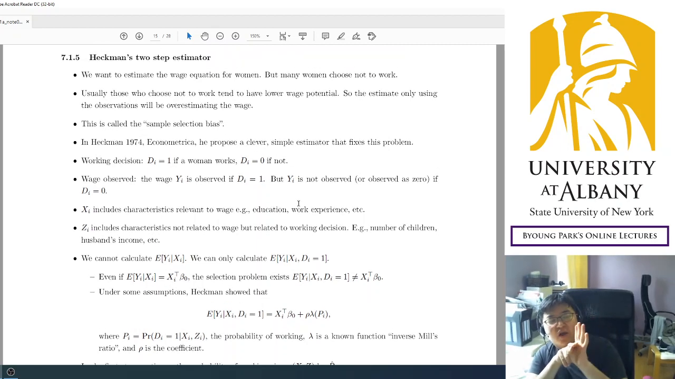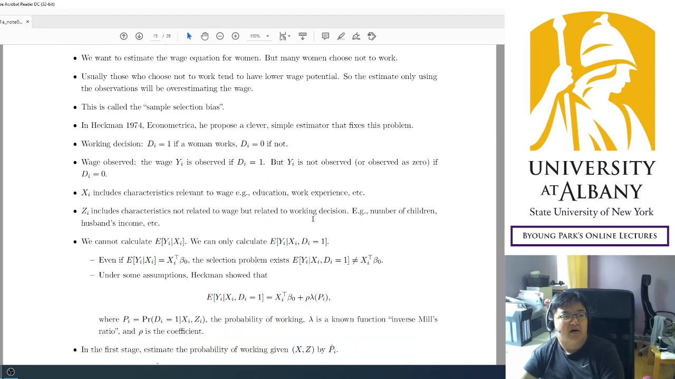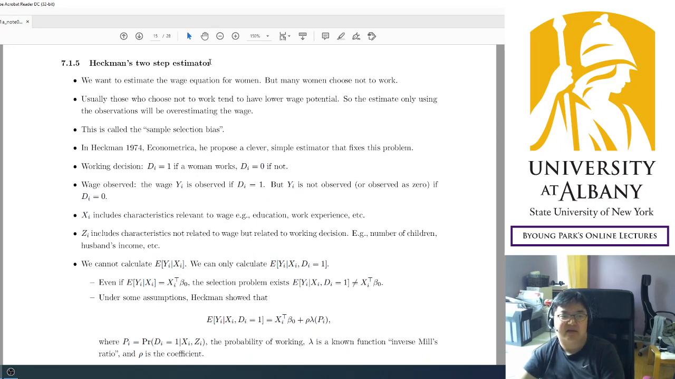In the first stage, you estimate the probability of working, and in the second stage, you estimate the wage equation, how the wage is determined, using the outcome of the first stage. So you use the first stage outcome in the second stage, and you obtain, for example, the returns to education or the returns to experience. That's maybe the most famous example of a two-stage estimator, other than two-stage least squares, or two-stage instrumental variable regression. This must be the most widely used example.